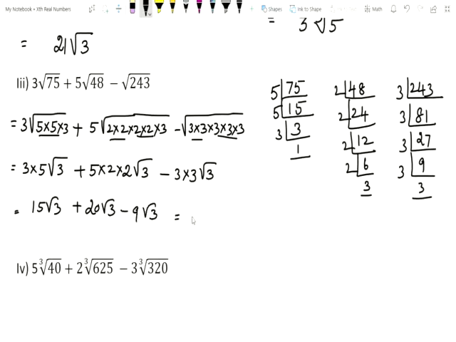Okay, now here root 3 is common. What is the coefficient? 15 plus 20 minus 9. So what will you get, children? 15 plus 20 you get 35. 35 minus 9 you get 26 root 3. So what is the answer? 26 root 3. Do you understand, children? You split it, then find out.